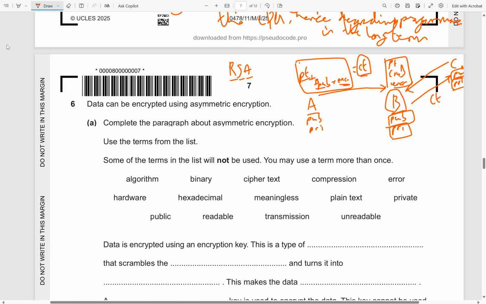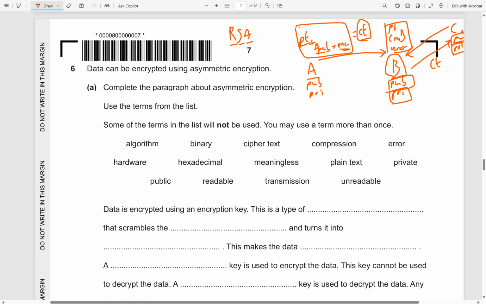C is then going to use its private key in order to decrypt that. Yeah, so hopefully that makes sense. And that's going to be for asymmetric. Now, if we're talking about symmetric encryption, that's going to be a little simpler.